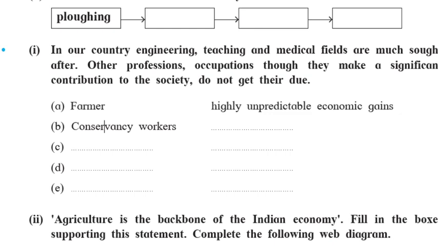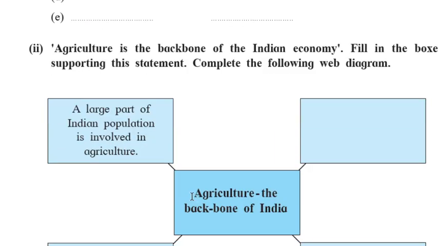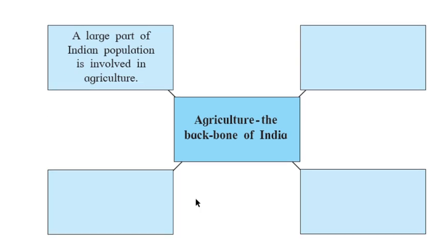The next one: agriculture is the backbone of the Indian economy. Fill in the boxes supporting this statement. Complete the following web diagram. One is given for us: agriculture, the backbone of India. Why? Because a large part of India's population is involved in agriculture. This is one reason for the statement, because lots of people depend on agriculture. What will be the next one?